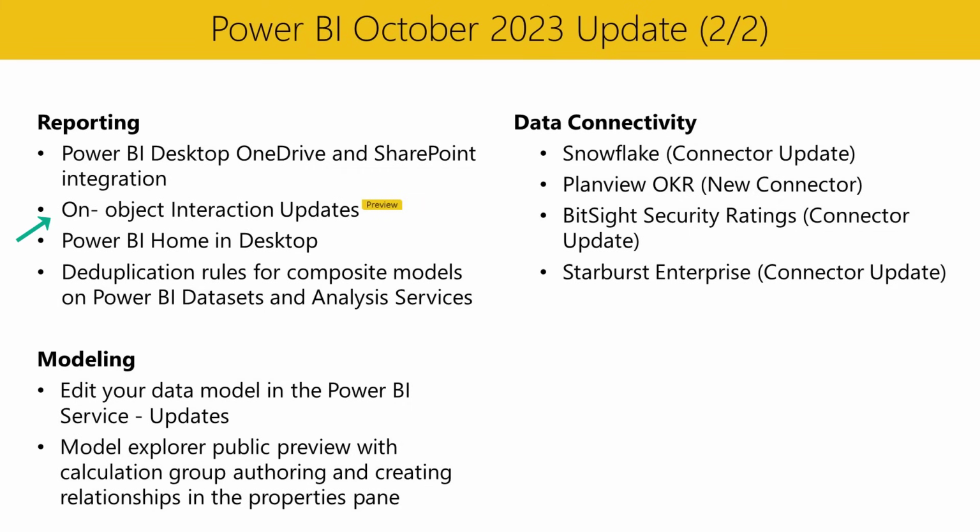Moving on to on-object interaction updates, we've got the new date hierarchy on the data flyout. When working with dates, you may choose to swap from a hierarchy to the raw date field. This is still available when right-clicking directly on the date field. For greater discoverability, we've now added the ability to switch between date hierarchy and raw date on the data flyout as well.